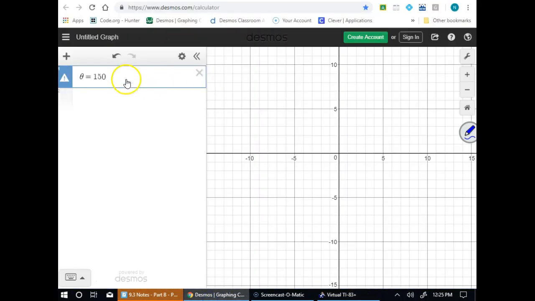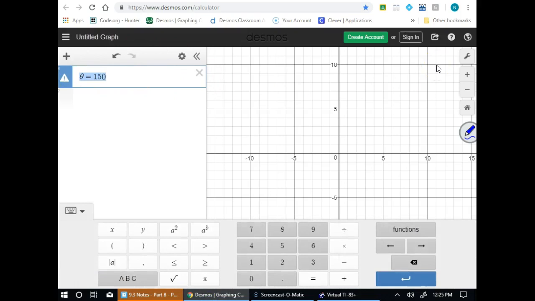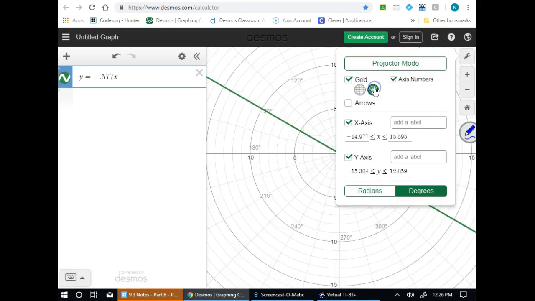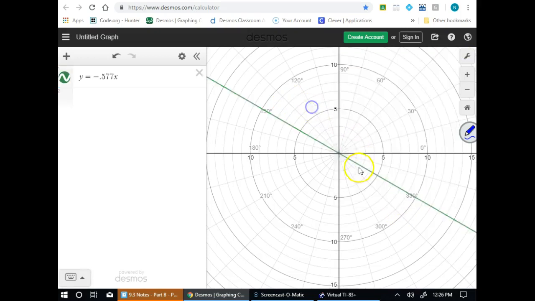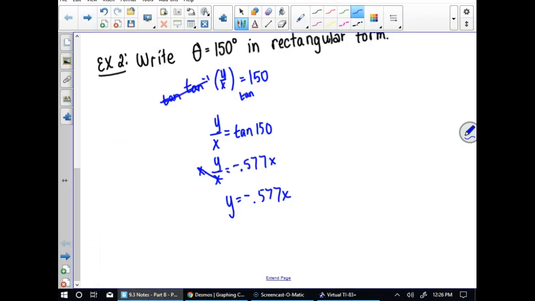Now, Desmos can still help us here, even though it won't graph theta equals 150. If we graph y equals negative 0.577x, like this, and then if we change this to this graph, look what happens here. We've got the line that passes through 150. Now, you do have to know that theta equals 150 looks like that, but this still can confirm pretty much that that is correct. Okay, questions?